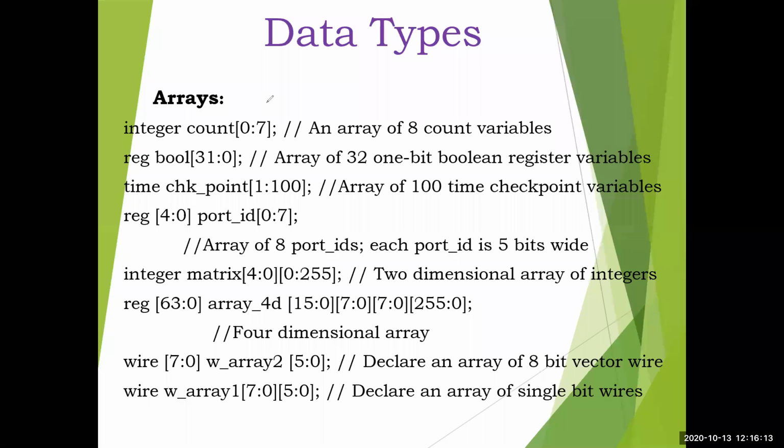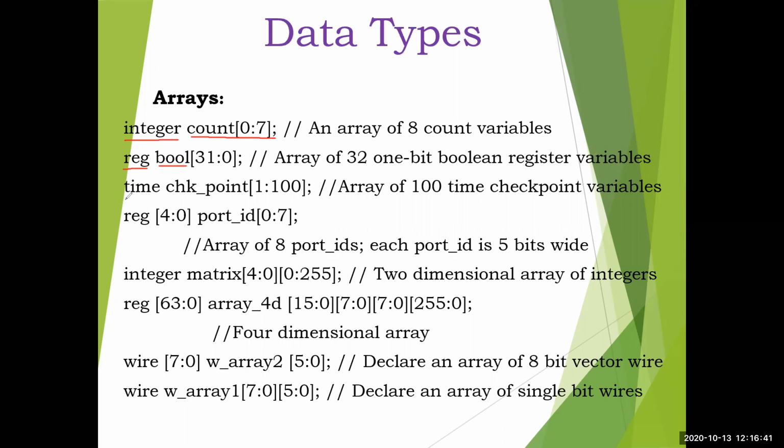So be very careful here. Integer is the data type. Count [0:7]: we have used the bracket after this variable, so this is an array, an array of 8 count variables. Then similarly reg bool. Here reg is the data type and bool is the variable. After the variable we have used [31:0], an array of 32 1-bit boolean register variables.